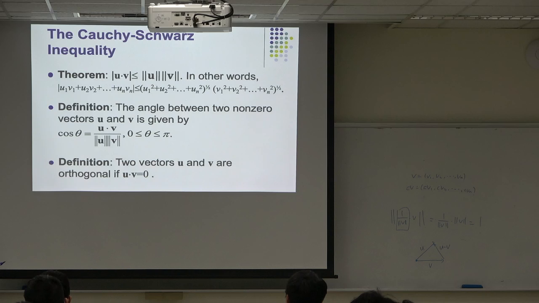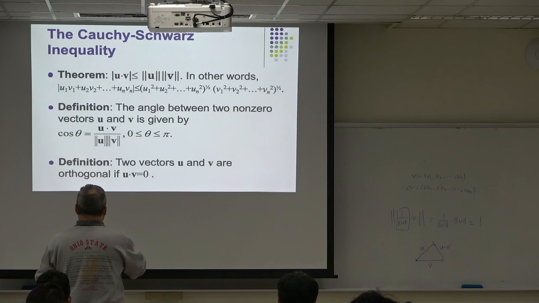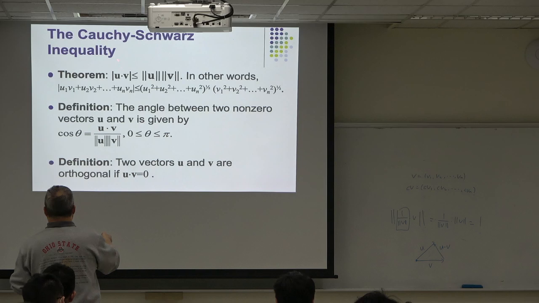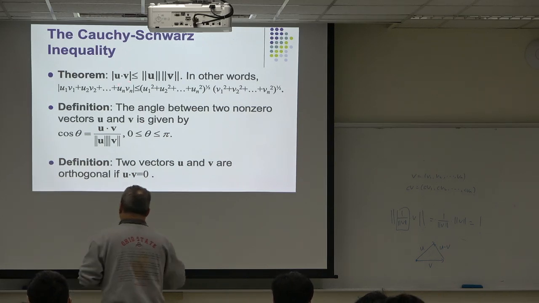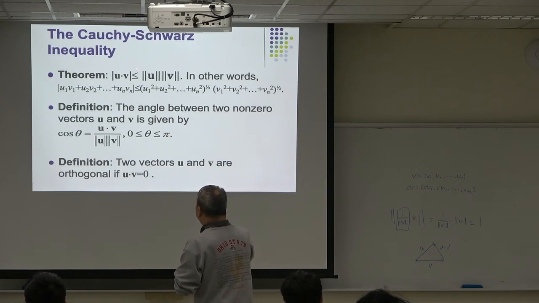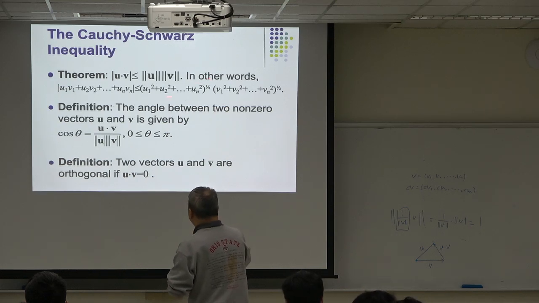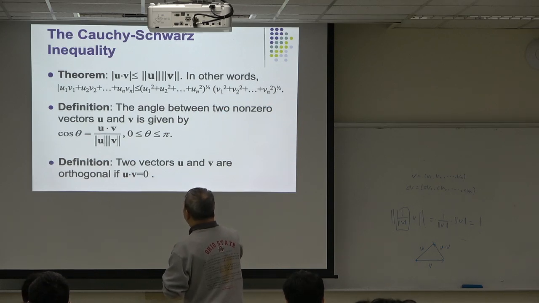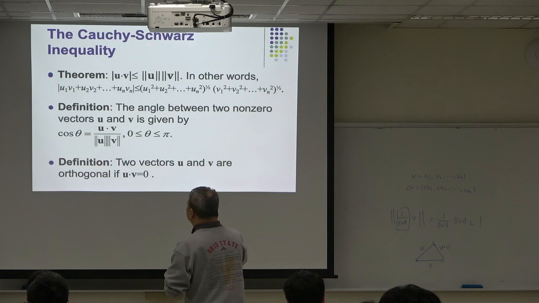which you have learned from high school, or even junior high. The absolute value of U inner product V is smaller than or equal to the norm of U times the norm of V. So in other words, we have this. This is the Cauchy-Schwarz inequality.